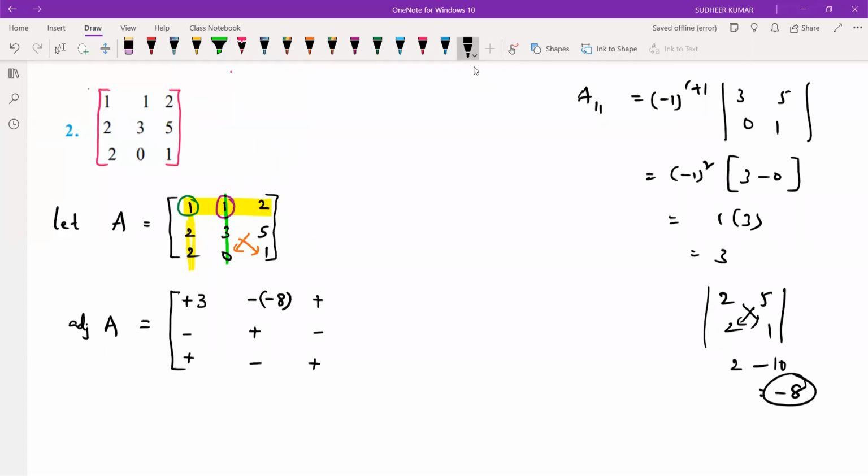And the next one. Let us take the next one. What will you get for the next one? This is 2. Delete this row and column.